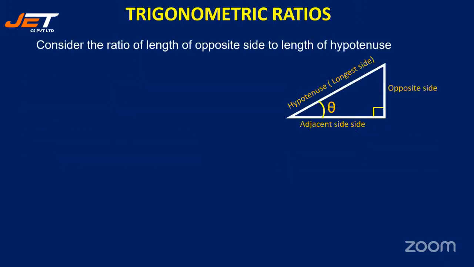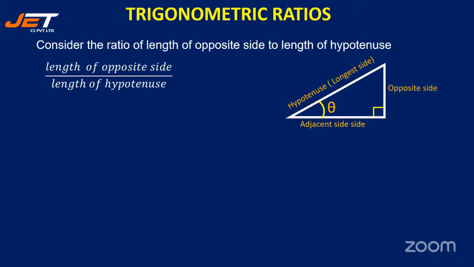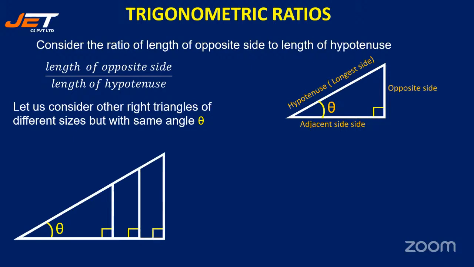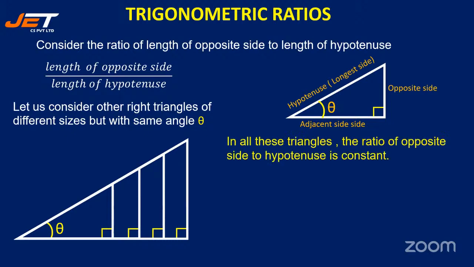Okay. All right. So now consider the ratio of the length of the opposite side to the length of the hypotenuse. Let us consider other right triangles of different sizes but with the same angle theta, right? See here, you can see the extension. So in all these triangles, the ratio of opposite side to hypotenuse is constant. Isn't it?